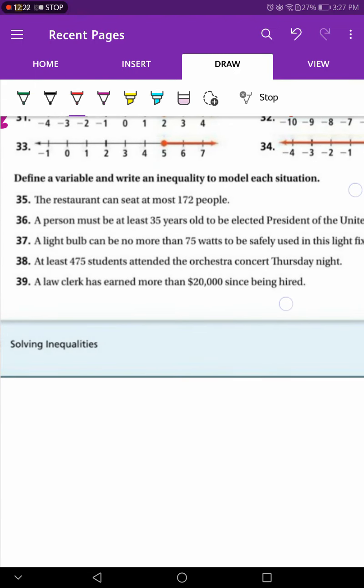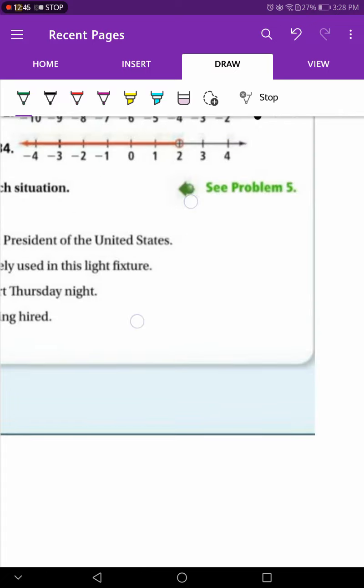33 now. Choose X, X and 5. Does it go to the right or to the left? To the right. So it is greater. X greater than 5. Greater and filled, I mean or equal, it is equal. Now 34.